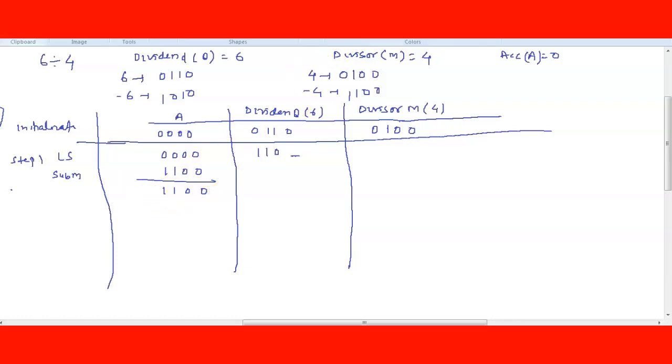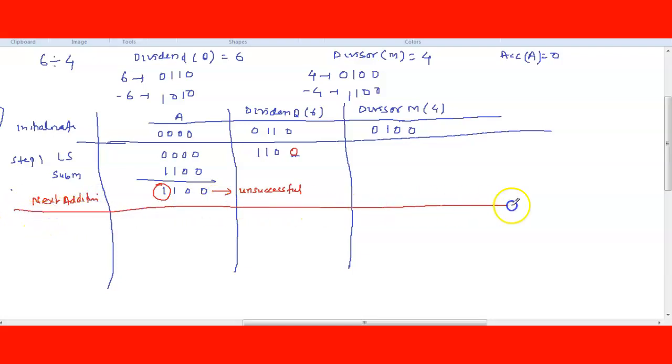Since this MSB is 1, this step is unsuccessful. Negative number, unsuccessful. So the quotient bit will be 0. Our next step has to be addition. Restoration is not performed, but in the next step we have to do the addition. What addition? I will write it here.